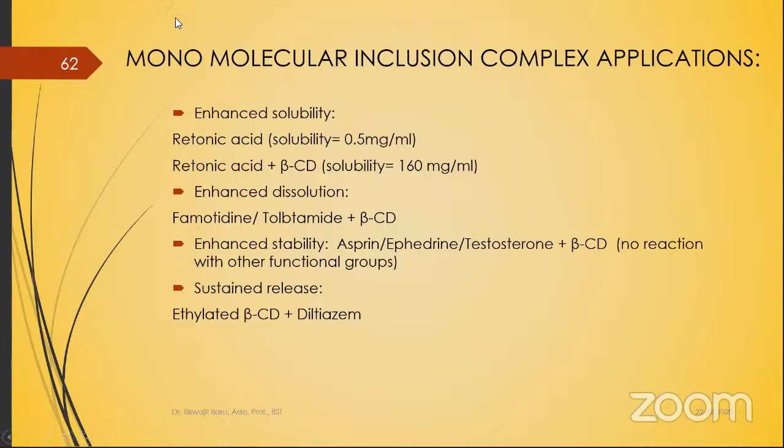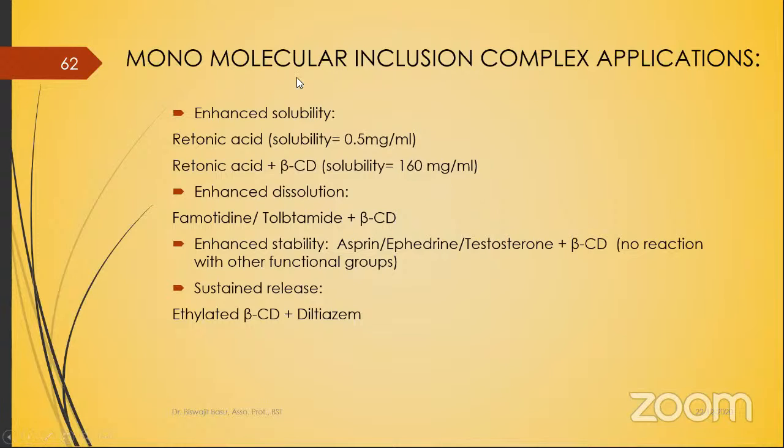Now, what are the various applications of monomolecular inclusion complexes? First, as I already told, it can be used to enhance solubility. An example is retinoic acid. Initially, the solubility of retinoic acid alone is only 0.5 milligram per ml, but when we prepare a complex with beta CD, the solubility is so much increased, to 160 milligram per ml.